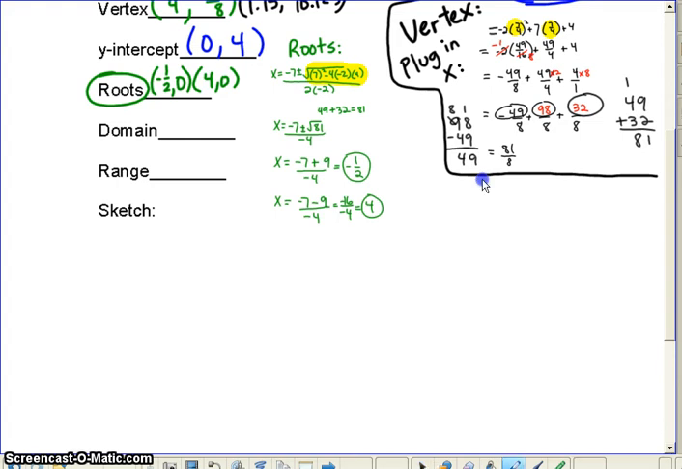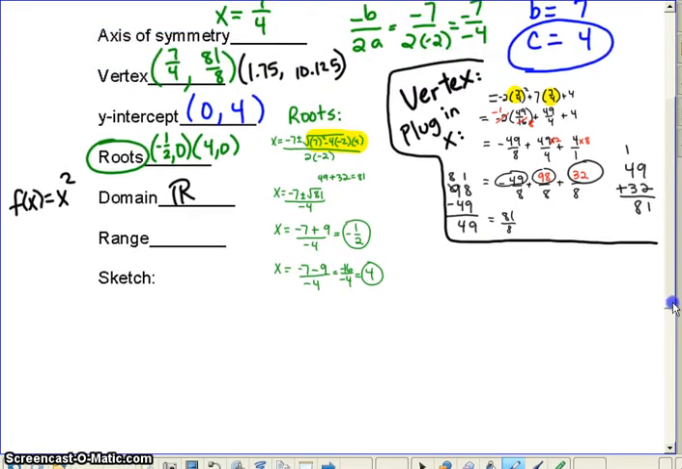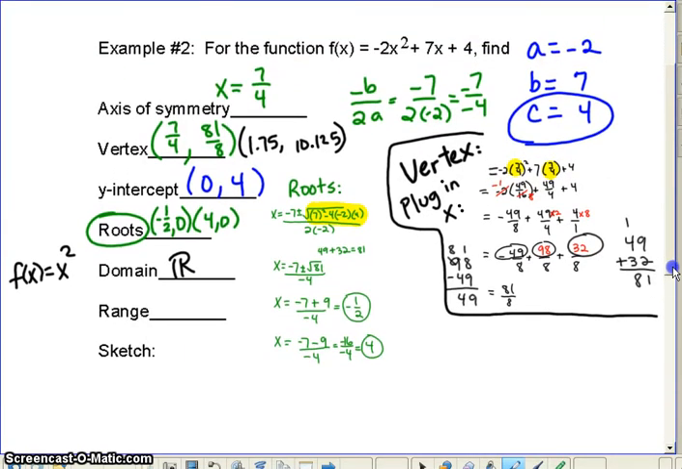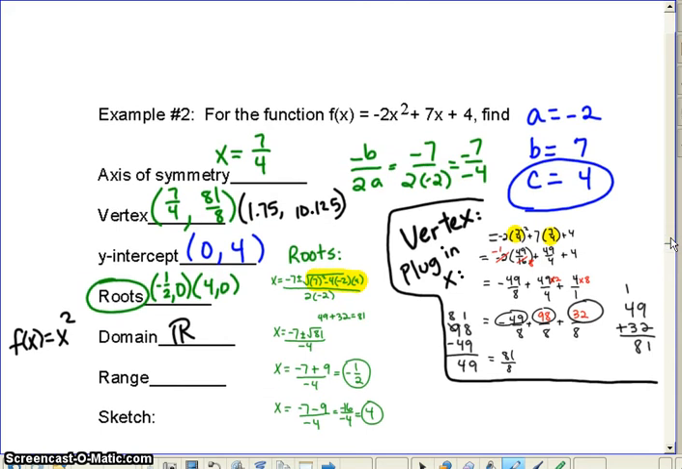All right, and just think back to the parent function. The parent function is f of x is equal to x squared. So that makes the domain here all real numbers. The range, in order to determine the range, we need to look at the vertex. The vertex has a maximum point at 81 divided by 8, which is approximately 10.125. And if we look at the very beginning here, negative 2 in front of the function means that the graph is going to open downward.